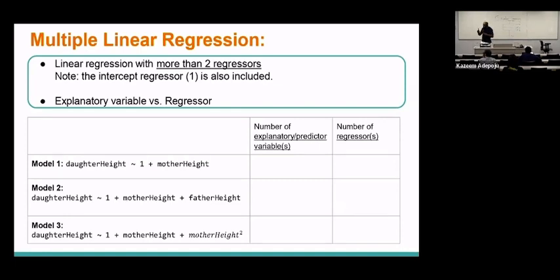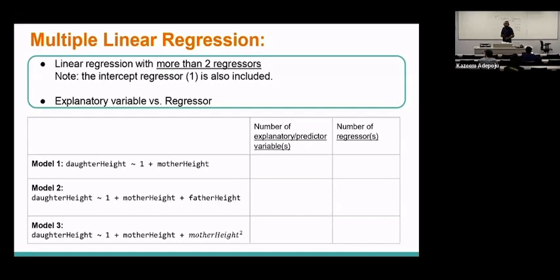Okay, 1 predictor, 3 regressors. That is a perfect answer. 1 predictor in the sense that we're still talking about mother's height, right? But 3 regressors because we have 1, x, and x squared, that is, mother height squared. In model 3, there's only 1 predictor, except that we have both linear effects and nonlinear effects. The nonlinear effect is a quadratic term. Good job. Send me a message for extra credit.